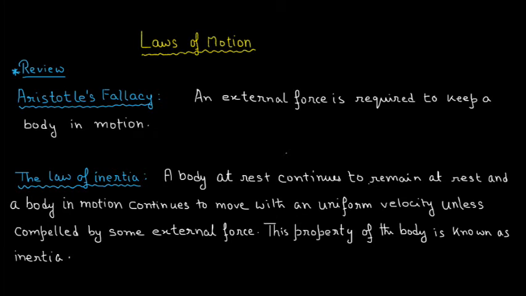First we'll study and try to understand Aristotle's fallacy. Aristotle, a Greek philosopher, gave a theory that an external force is required to keep a body in motion. But this was wrong because an arrow shot in a vacuum chamber does not instantly drop to the floor as soon as it leaves the bow.